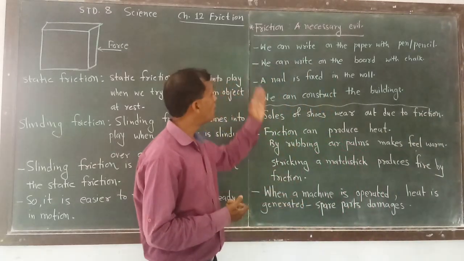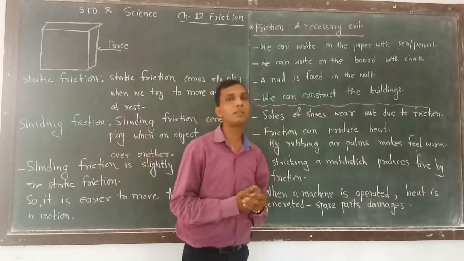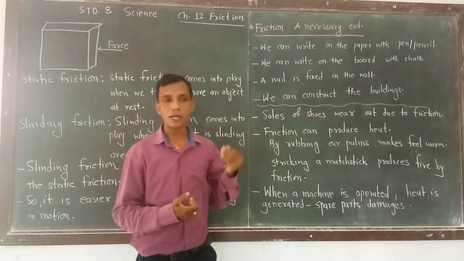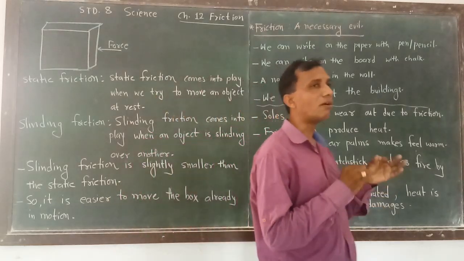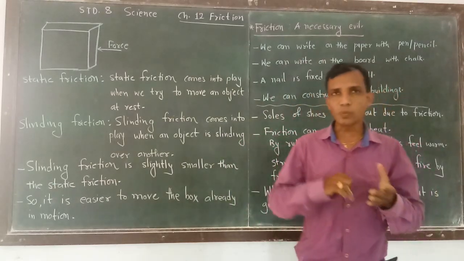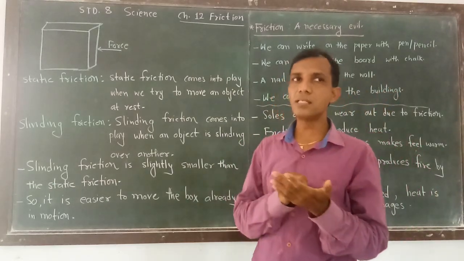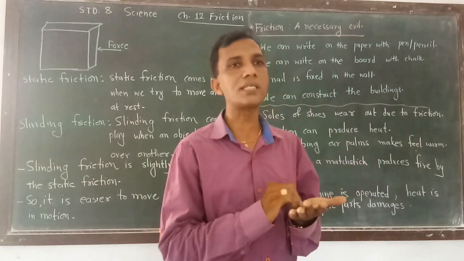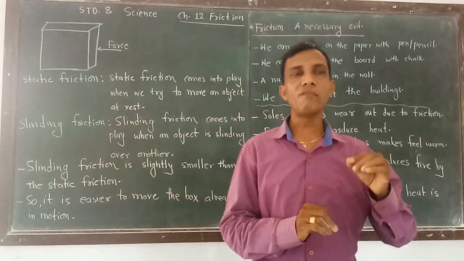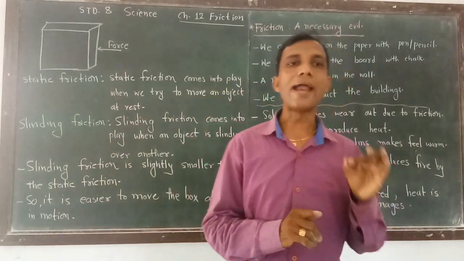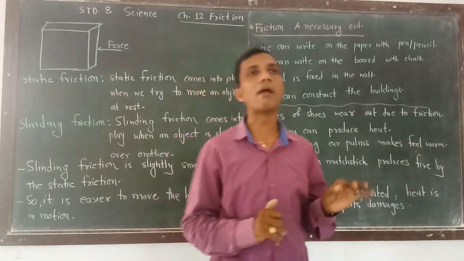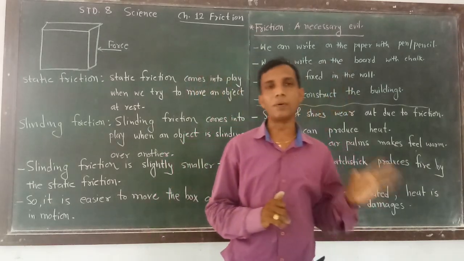As we know, we can write on paper with a pen or pencil, in a notebook or anywhere. Because friction is produced between the pencil surface and the notebook surface, some frictional force is produced, and this is the reason we can easily write on paper.